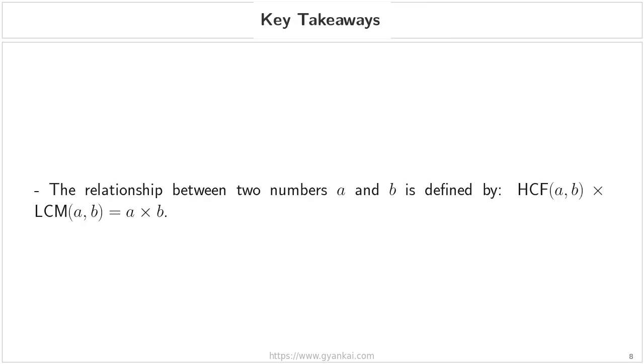Key takeaways. First and foremost, remember the core mathematical relationship we've been working with. The highest common factor of A and B multiplied by the least common multiple of A and B is always equal to the product of A and B. This is the fundamental identity that ties these 2 concepts together.